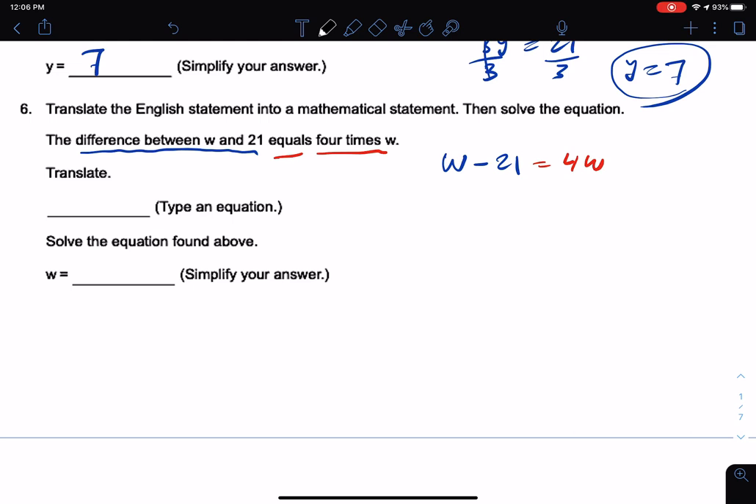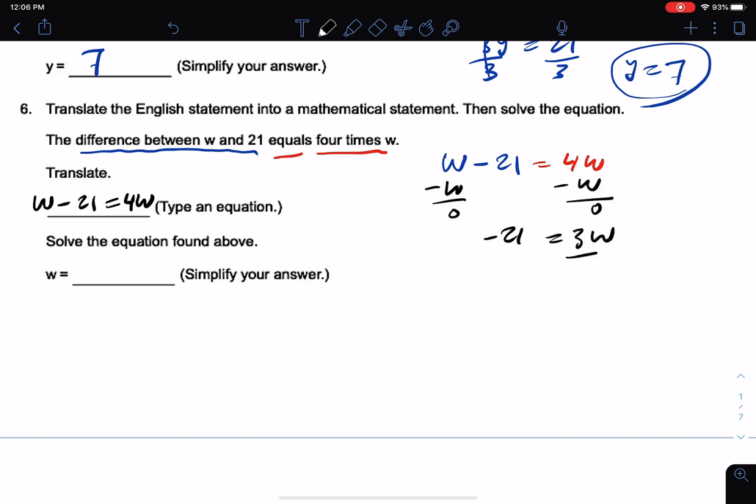So now this is the equation we're looking at. W minus 21 equals 4W. Now we need to simplify this by solving it. Solve for W. So I'm just going to subtract W on both sides of the equation because I'm trying to get W on the same side. If you subtracted 4W, that's fine. You'd have maybe an extra step involved. But as long as you're doing it to both sides, you're fine. We end up getting negative 21 equals 4W minus 1W, which is 3W. We divide both sides by 3 to isolate and get 1W, and that equals negative 7.